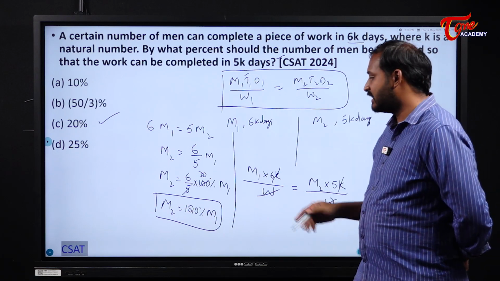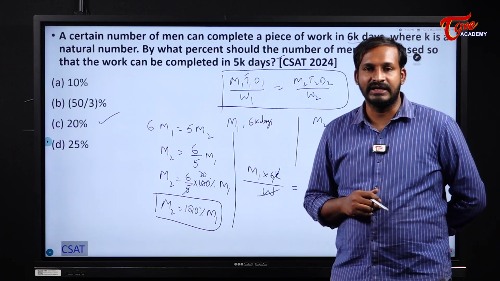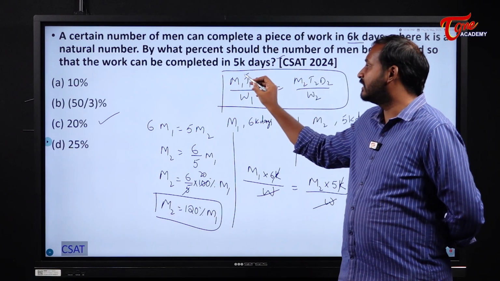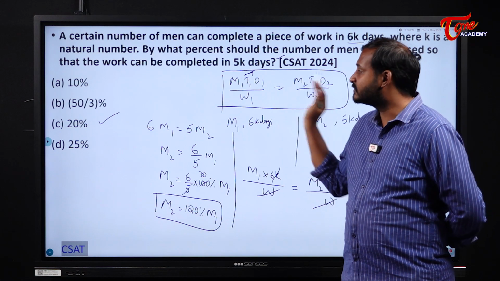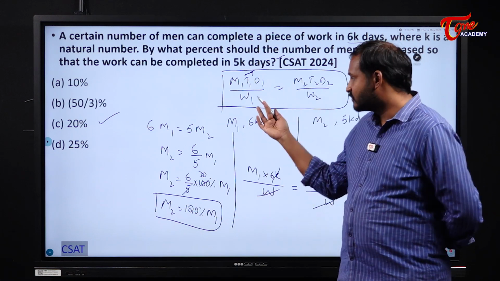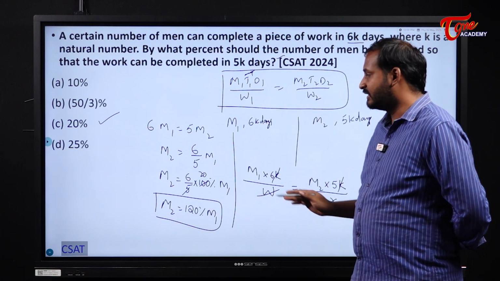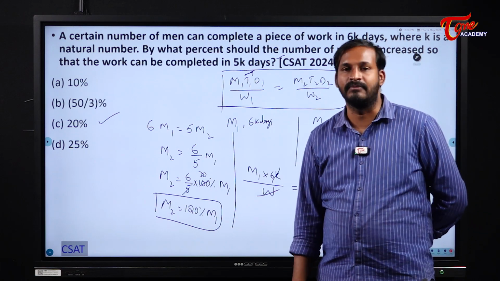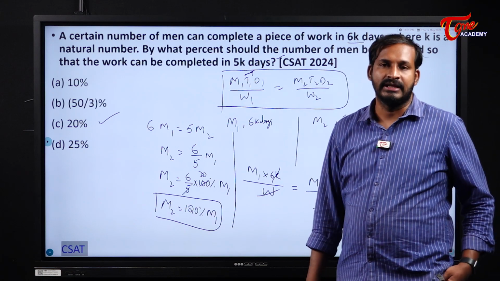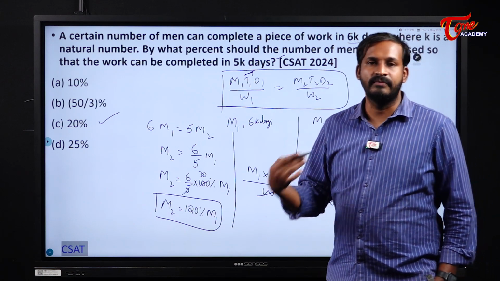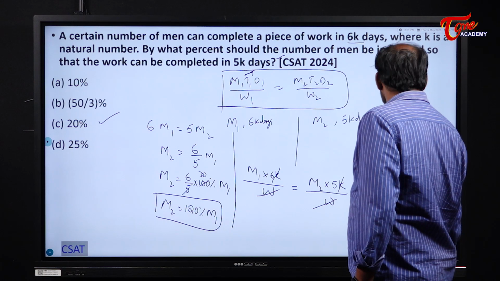Then the work will be finished in just 5k days. Here, students, they didn't mention the hours or time, so we will neglect that. When it comes to work, they are doing the same piece of work, so W and W and everything. We are writing the relation between M1 and M2. What is the relation? M2 is equal to 120% of M1. That means 20% of men should be increased from the M1 case.